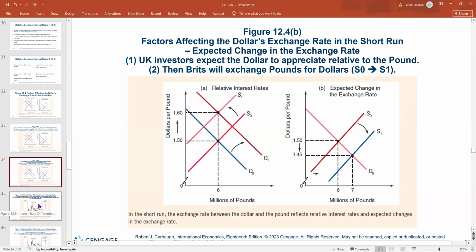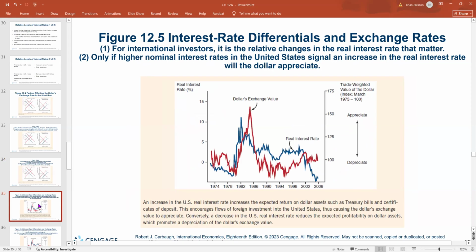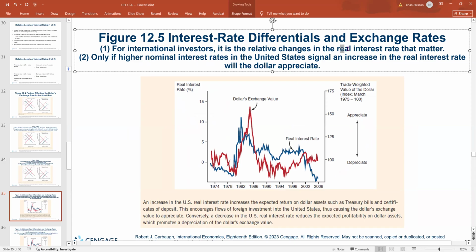and demand framework. Okay, so this leads to figure 12.5: for international investors, it's the relative changes in the real interest rate that really matter. The key word here is real. Investors are attracted by the real interest rate. Only if higher nominal rates in the U.S. signal an increase in the real interest rate will the dollar appreciate.